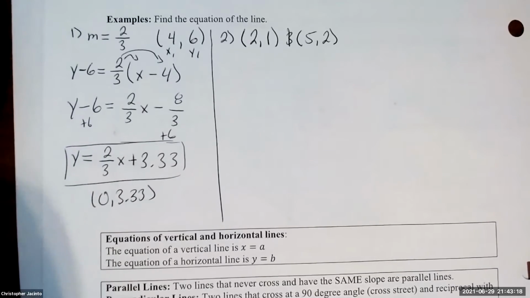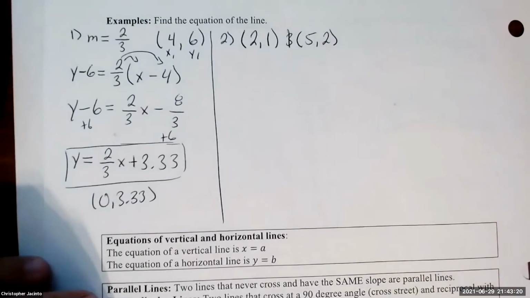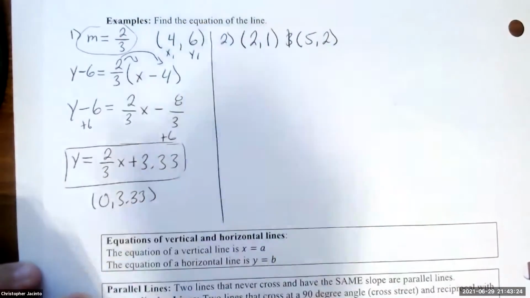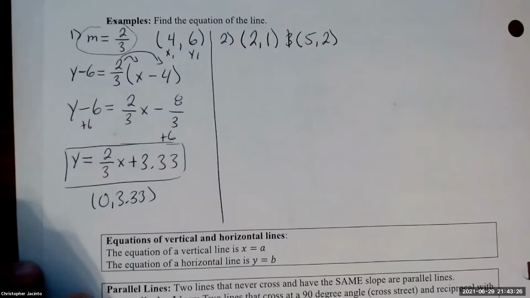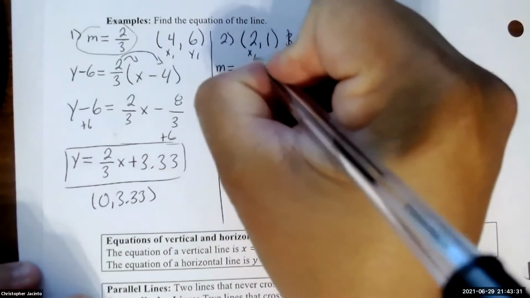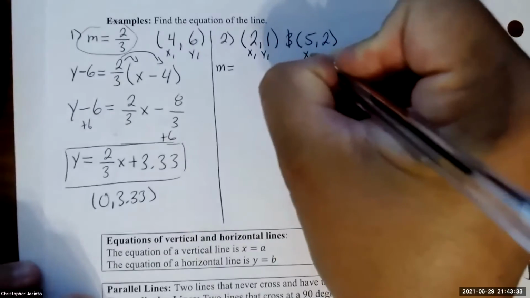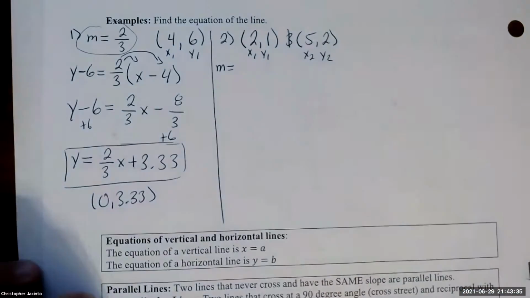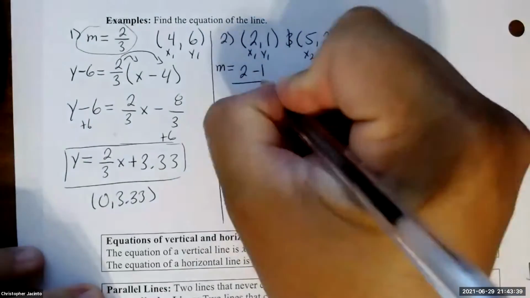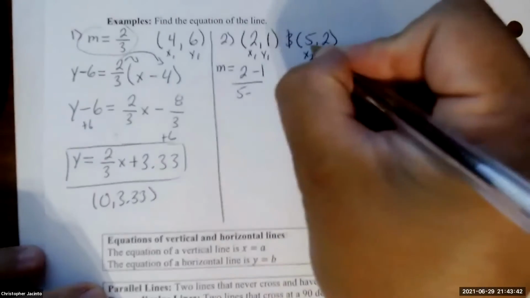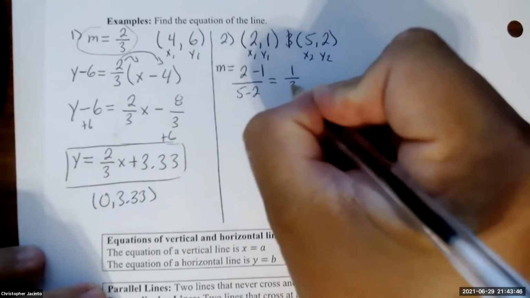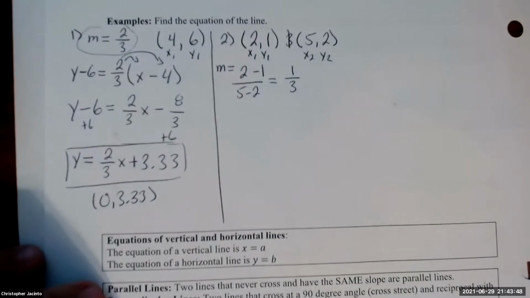Now this is going to be the longest of the scenarios you'll see because we don't have a slope. So we can't use this equation right off the bat. So guess what? The first thing we have to do is find the slope. So this is x1, y1, x2, y2. So it's going to be 2 minus 1 over 5 minus 2. That's 1 over 3 as our slope.